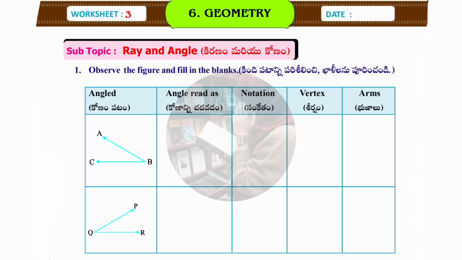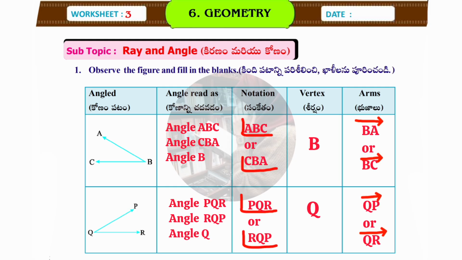First given angle picture is ABC. So we can read this picture as angle ABC or angle CBA or else angle B. Next, notation will be angle ABC or angle CBA. Next vertex is B. Next arms will be BA ray or BC ray. Understood? Next see the second picture.